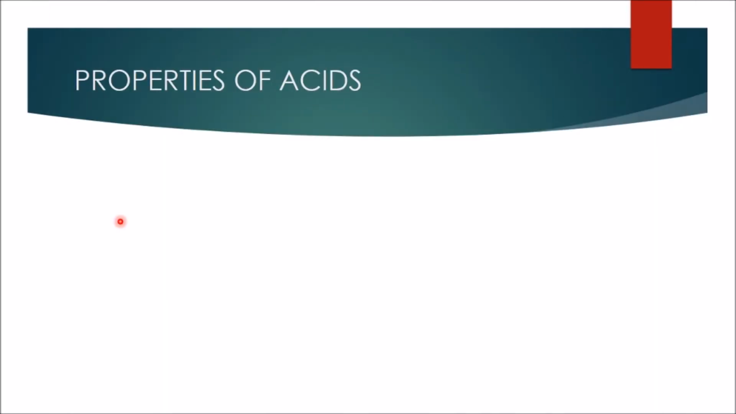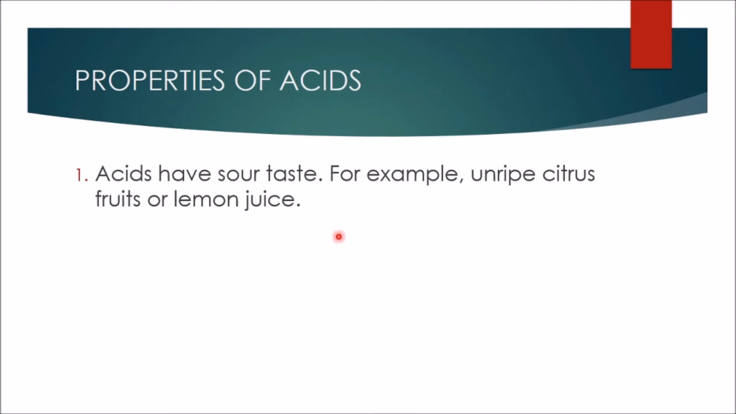Okay, what are the properties of acids? Acids have a sour taste. For example, you might have tasted lemon juice or unripe citrus fruits. These fruits have acids, and acids are sour to taste. They are sour chemicals. They turn blue litmus to red. We'll talk about the litmus test later on. Litmus is actually a type of paper, litmus paper, and there are two types, red and blue. So what happens when you dip blue litmus in acids? It turns red, okay?